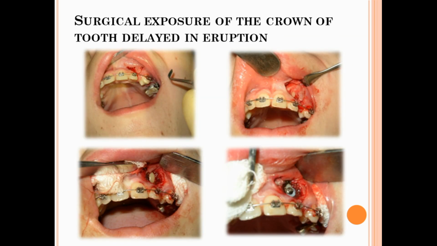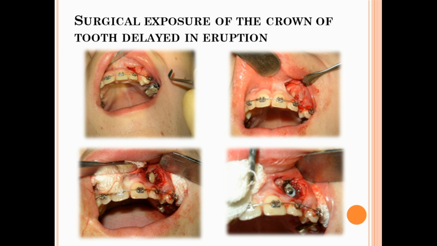Next, surgical exposure of the crown of the tooth delayed in eruption. In the thickness of the alveolar process, after the expiration of the optimal teething time, remain the teeth that have not erupted or not ended the formation of roots. Central incisors, canines, and second premolars occur unerupted more often than others.